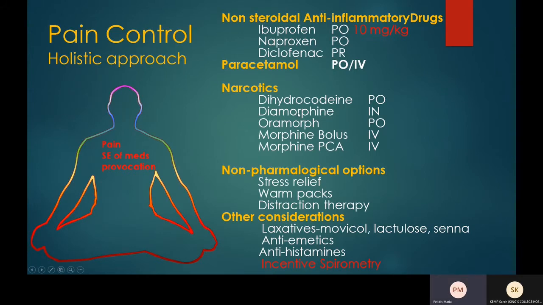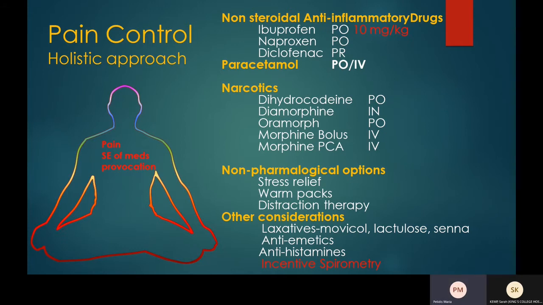Now, management of pain requires a holistic approach. So we use a number of pain medications to help manage the pain. We sometimes have to give medications to treat side effects of pain, and also have to try and figure out what is provoking or making the pain worse and try to address those things. We will usually use a combination of 3 different groups of pain medications. So we'll use a combination of nonsteroidal anti-inflammatory drugs, such as ibuprofen, naproxen, or diclofenac.